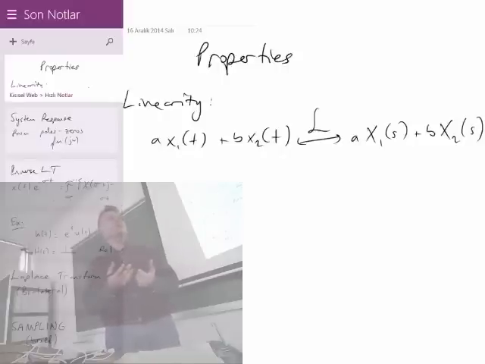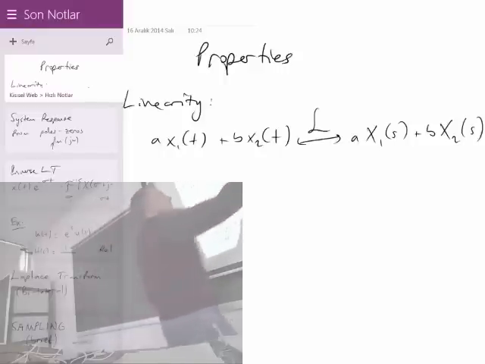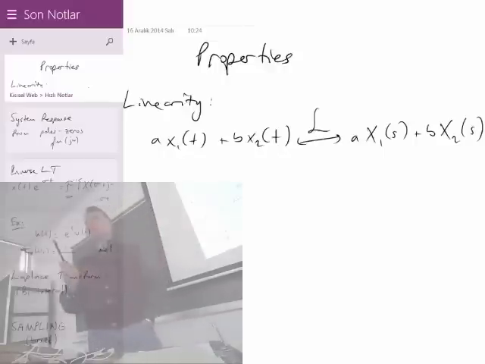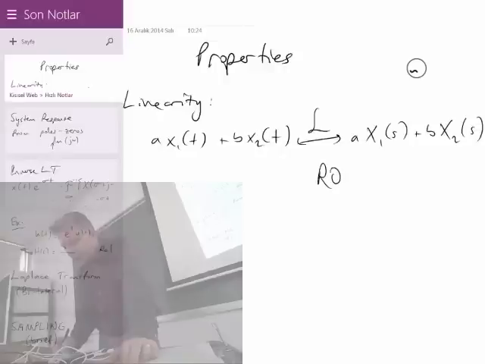What's happening to the regions of convergence when we add two signals? Their intersection is a good bet. And for 99% of the cases, or even more than that, in fact, for 100% of the cases, it is the intersection of these two regions of convergence, specifically for x1 and x2. But there are very exceptional situations where it may be greater than their intersection. So the best way to incorporate those exceptions is by saying the region of convergence includes, a set inclusion is here, R1 intersection R2.